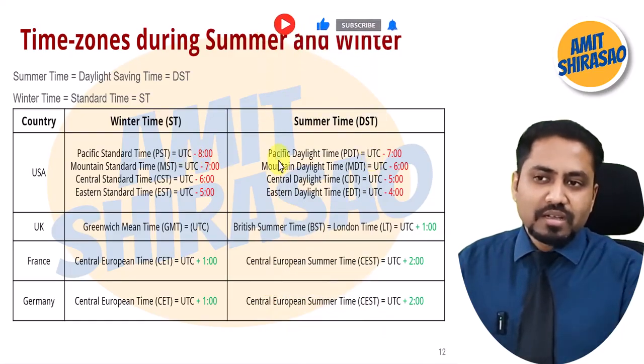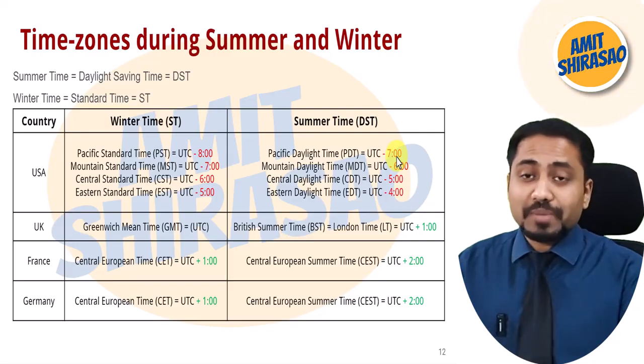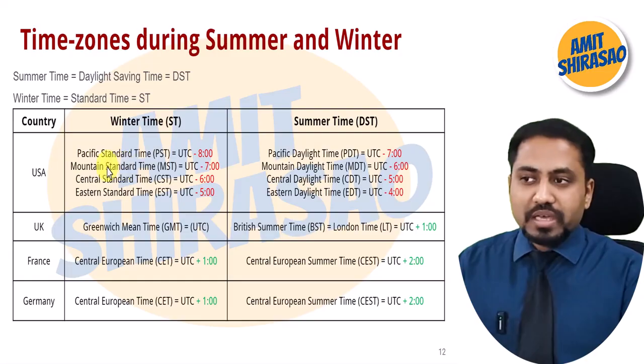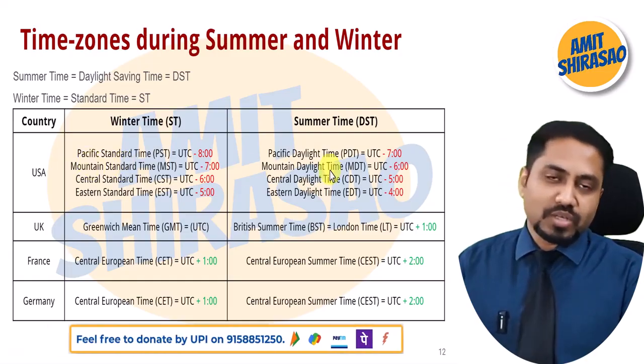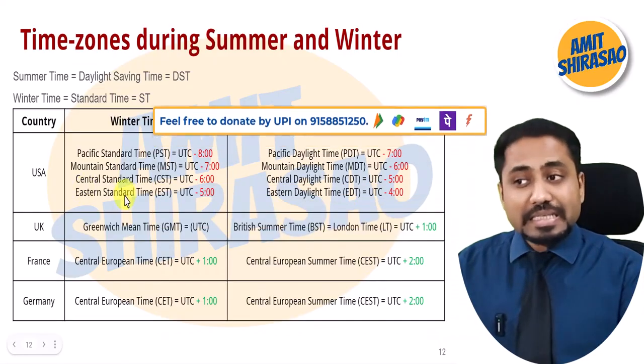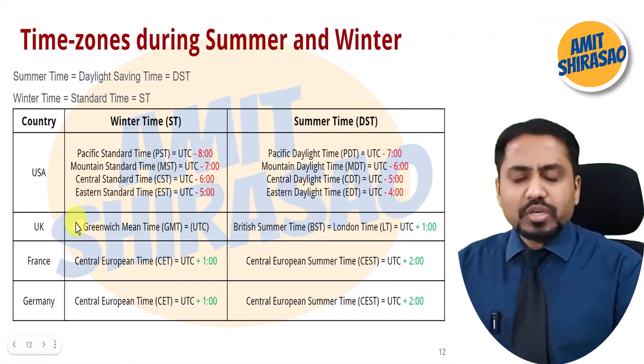So here Pacific Standard Time plus 1 hour, that means UTC minus 7 hours, is Pacific Daylight Time. Okay, similarly Mountain Standard Time, Mountain Daylight Time, Central Standard Time, Central Daylight Time, Eastern Standard Time, and Eastern Daylight Time. Okay, then UK.